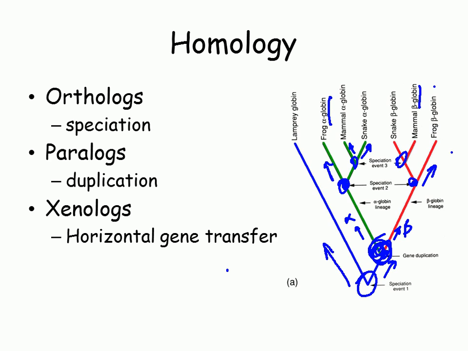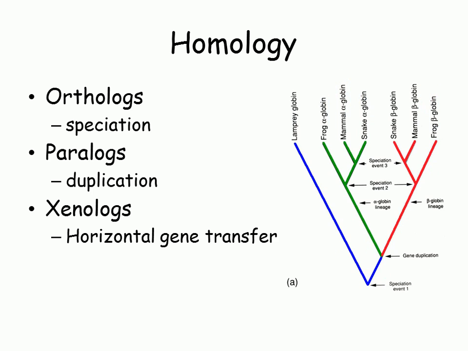very messy. Let's say you have the frog beta hemoglobin and you have the mammal alpha hemoglobin. All right, so you will take a look at those. They will not be as similar as they are between snake and mammal. Or let's say you have the frog alpha hemoglobin and mammal alpha hemoglobin and snake beta hemoglobin.